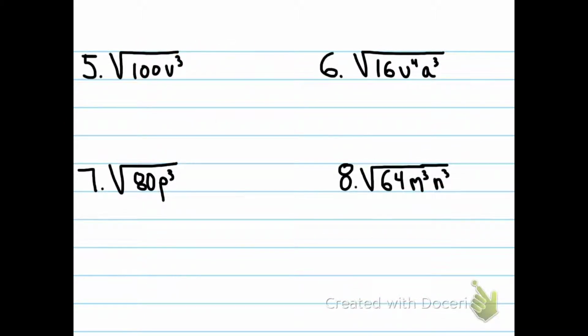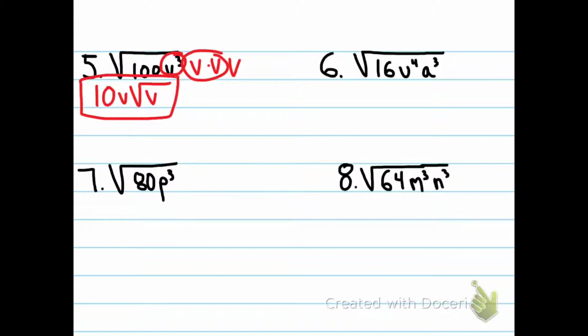So here are some more examples. So the square root of 100 is 10, so we just put that on the outside. And then for the variable, there are 3 v's, so 1, 2, 3. So there's one pair, so we put 1v on the outside and then leave that other one on the inside. So your answer is 10v root v.